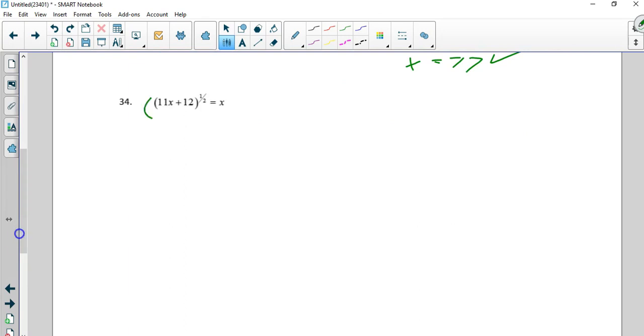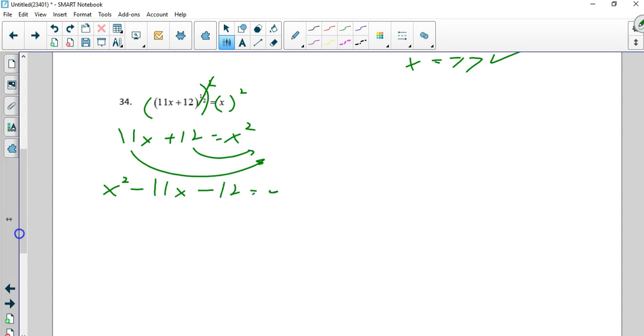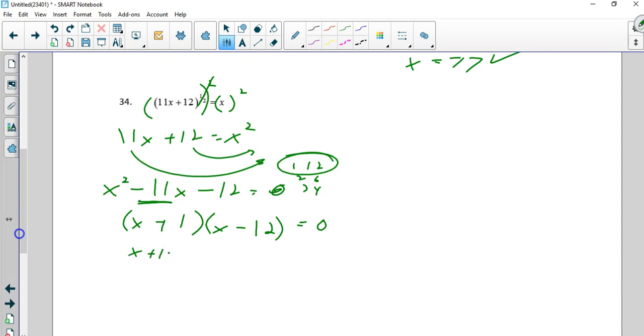Okay, here, again, we just square both sides, that goes away. We get 11x plus 12 equals x squared. Move these over. X squared minus 11x minus 12 equals 0. Factor x and x. We need two numbers that make 12. 1 and 12, 2 and 6, 3 and 4. That differ by 11. 1 and 12. We want the leftover negative, so we make 12 negative, 1 positive. That's x plus 1 equals 0, and x minus 12 equals 0. Solve. X equals negative 1. X equals 12.